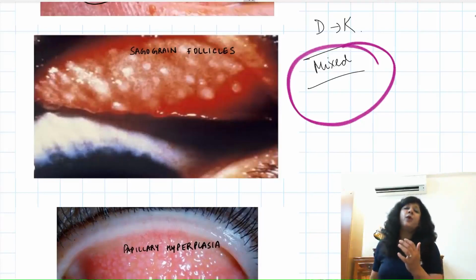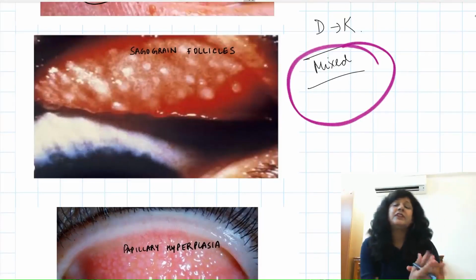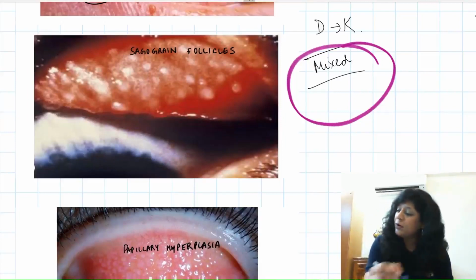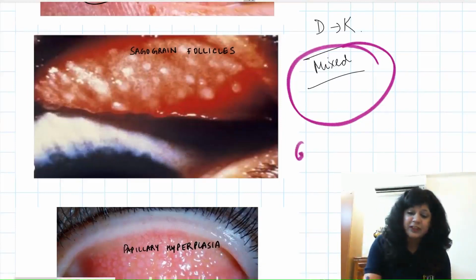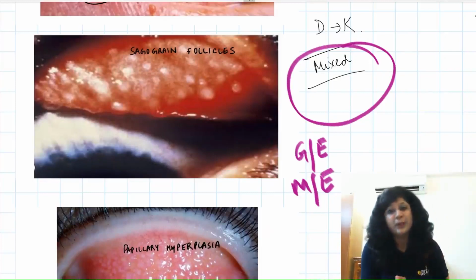Follicles are very, very important in cases of trachoma. Usually the follicles start from the upper tarsal conjunctiva as well as the fornix area. One thing more, because many people ask me what I have written, this G, E and ME. I thought that you will recognize this. This is gross examination and the microscopic examination.